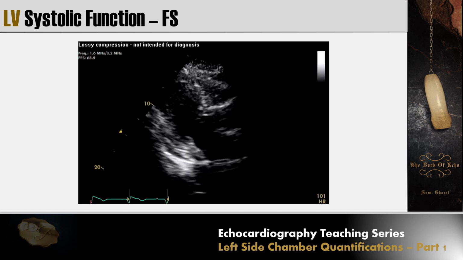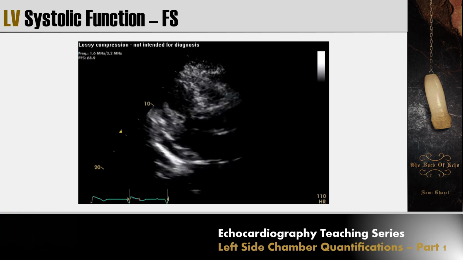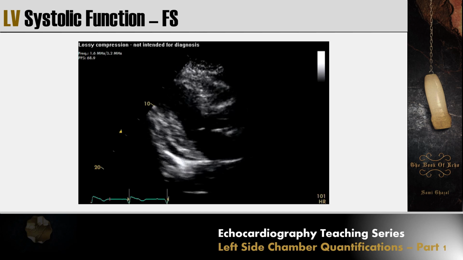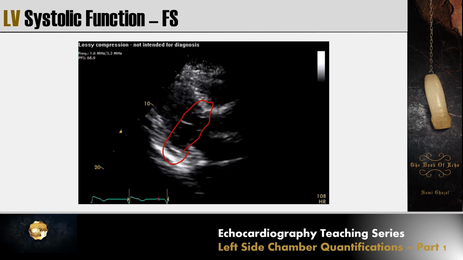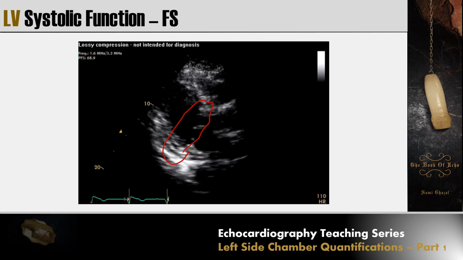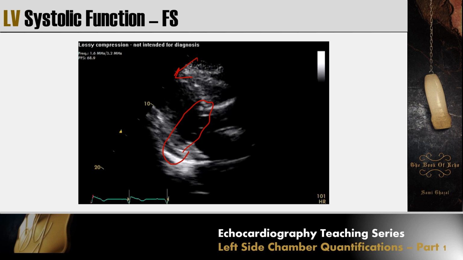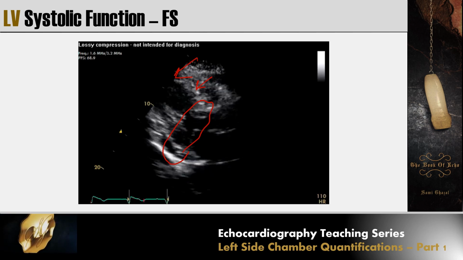This is an example of why we should not use fractional shortening, because as you can see here, the shortening in the base of the heart, the basal segment of the heart, where we measure the fractional shortening, is normal. But look at this part of the heart, the apex of the heart, the mid part of the heart, it is not moving at all.